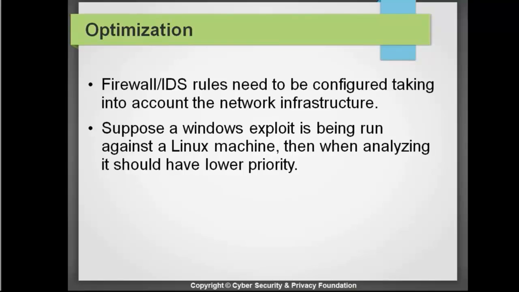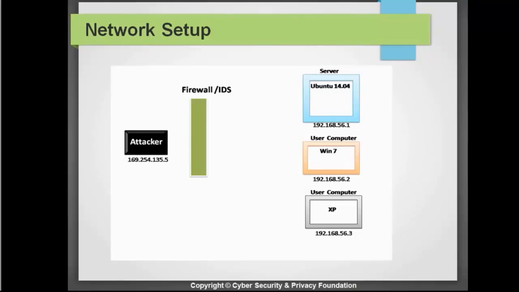Optimization when it comes to firewall logs and IDS logs means they need to be configured taking into account the network infrastructure. Based on what type of network you have, you should have rules according to that. Take for example a Windows exploit being run against a Linux machine. Then the analysis of that log should have a lower priority than something else. So let's look at an example of that.